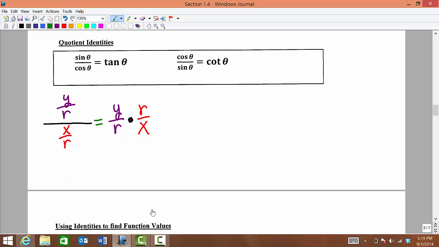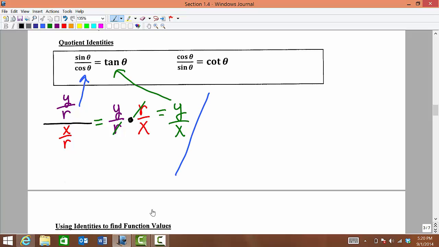So that we would be multiplying by r over x. And our r's would cancel and we would be left with y divided by x. And y divided by x is the description of tangent theta. So if I start with sine divided by cosine, if I use those trig function definitions, we can actually reduce to come up with our tangent, y over x. So these will be equivalents or identities. Sine divided by cosine will give us tangent.